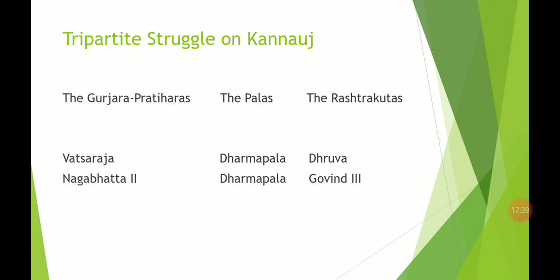So all these people fought with each other, and this led to the tripartite struggle between the Gurjar Pratiharas, the Palas and the Rashtrakuta dynasty. There were several more kings who fought with each other and wanted control over Kannauj. The reason, as I already explained, was that they all wanted to take control over Kannauj because of the resources, the land revenue and the transportation. There were so many reasons why they wanted to conquer Kannauj.